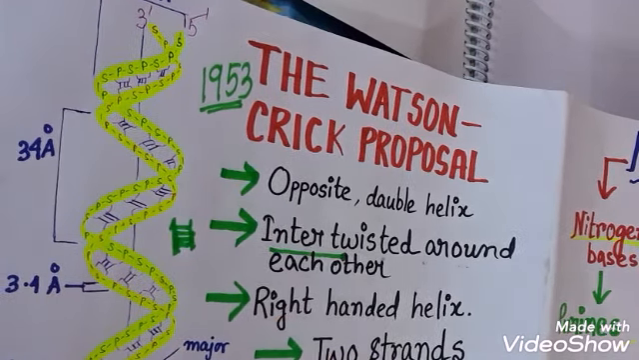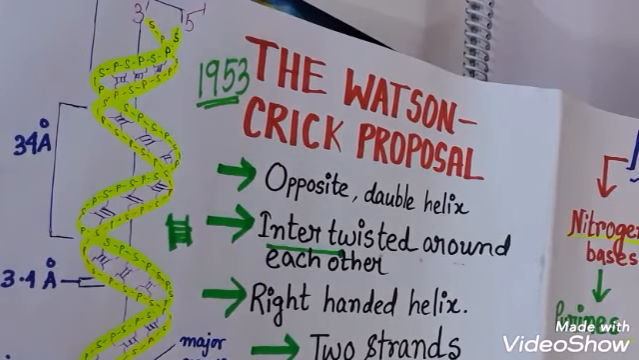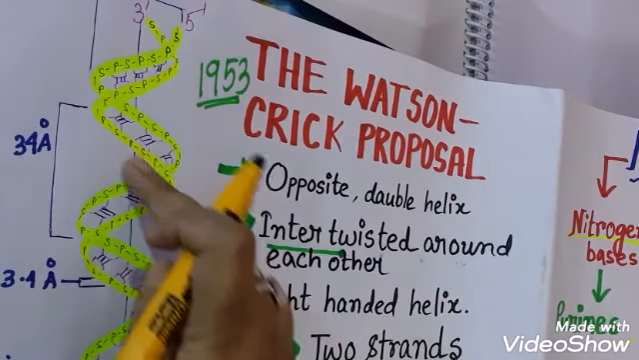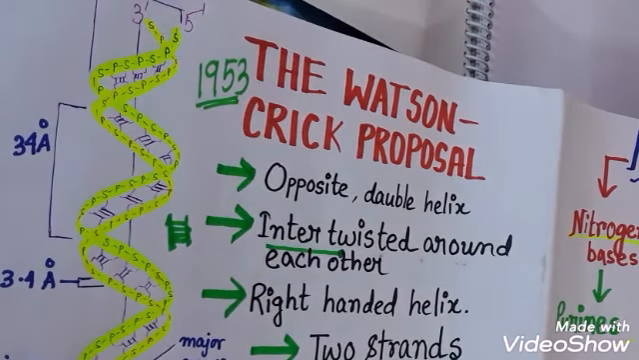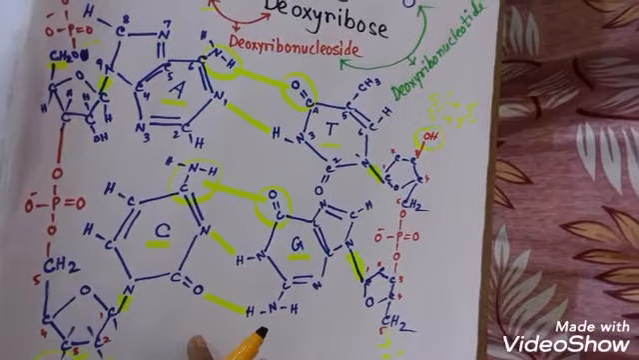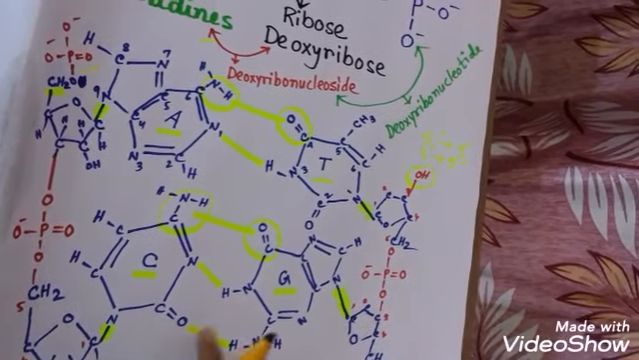Next, the two strands are held together by hydrogen bonds. We know that these bonds between them are hydrogen bonds. We are talking about these hydrogen bonds that are present in the helix.